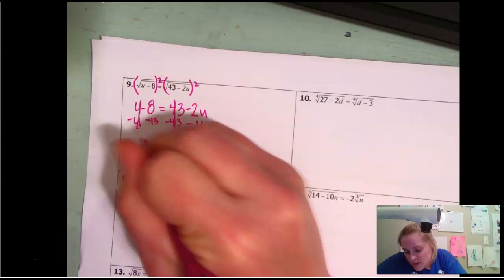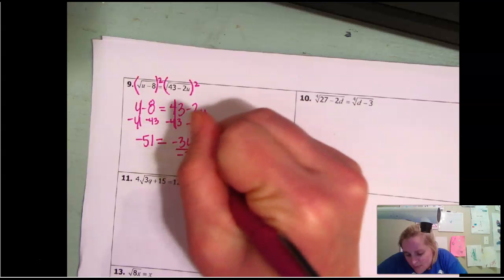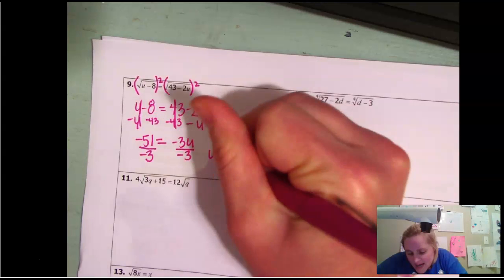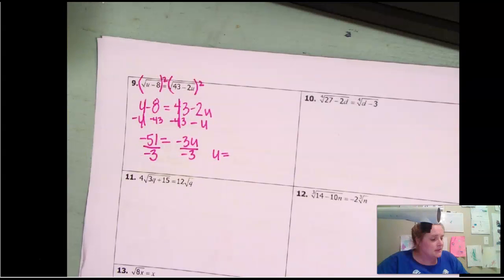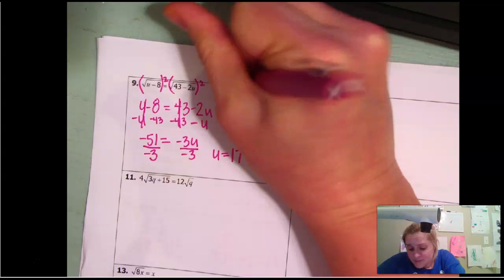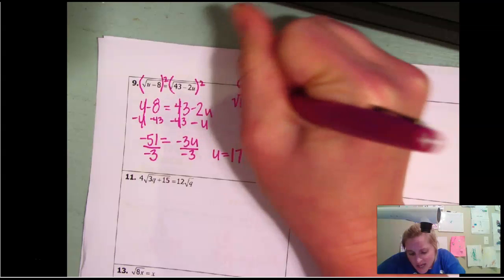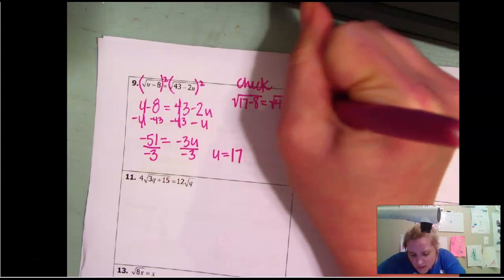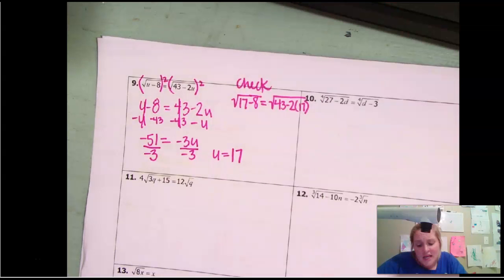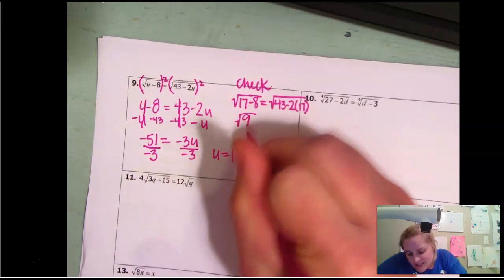Over here, I've got negative 51 equals negative 3u. Divide by negative 3 on both sides. So u equals, I don't know what that is, that is 17. Positive 17. So then you do a check. With your check, you have to plug in that 17 to both sides, you guys. So you're taking that 43 minus 2 times 17. Then you have to work out each side. So 17 minus 8 is 9. The square root of 9 is 3.